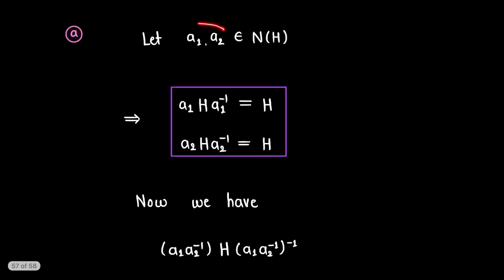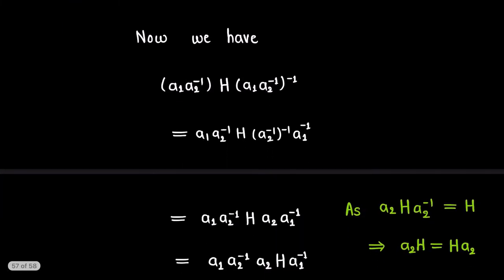Now consider two elements, say a1 and a2, in the set N(H). Thus we have this. Now in order to show N(H) is a subgroup of G, we will show that a1 a2⁻¹ is again a member of N(H). So let's do that. We will start with this: (a1 a2⁻¹) H (a1 a2⁻¹)⁻¹.